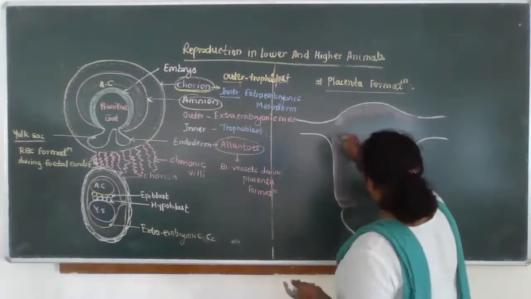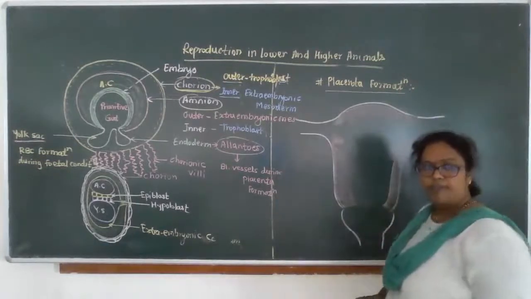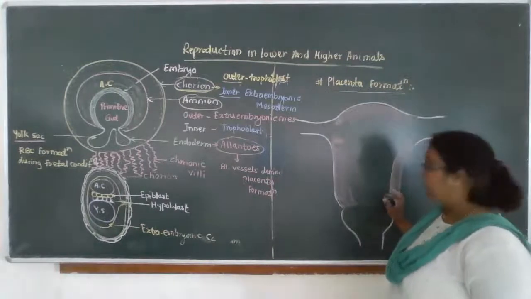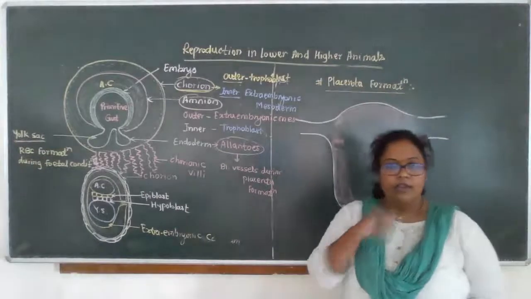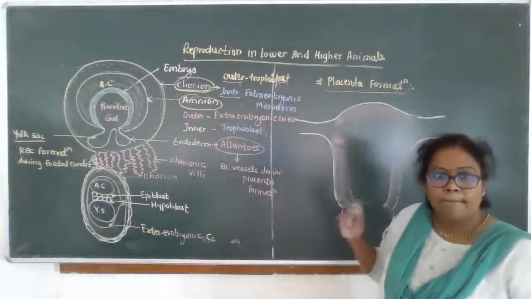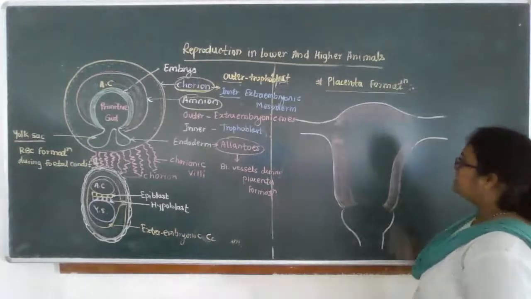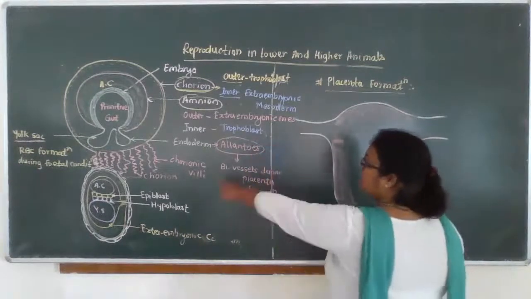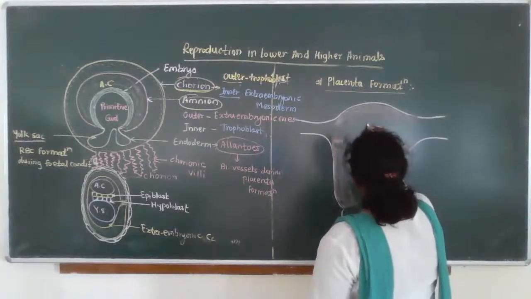This is the endometrium I'm showing, right? This is the stratum functionalis, and below it is the stratum basalis, which is present at, or forming, the basement membrane. Then during placenta formation, what happens? All this assembly, the chorion. We will study about this.